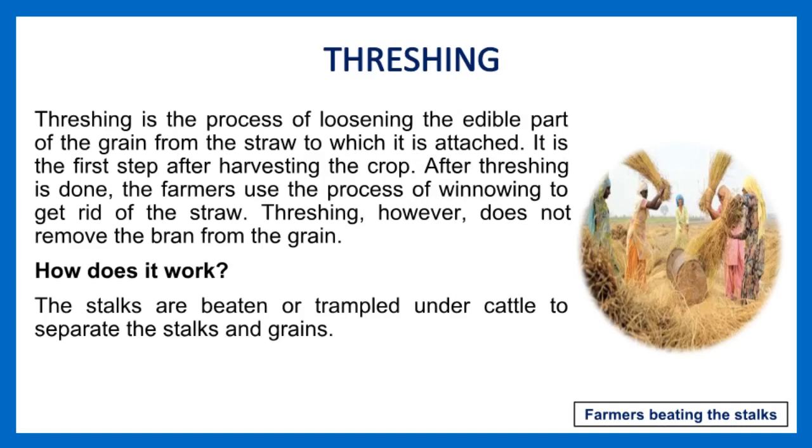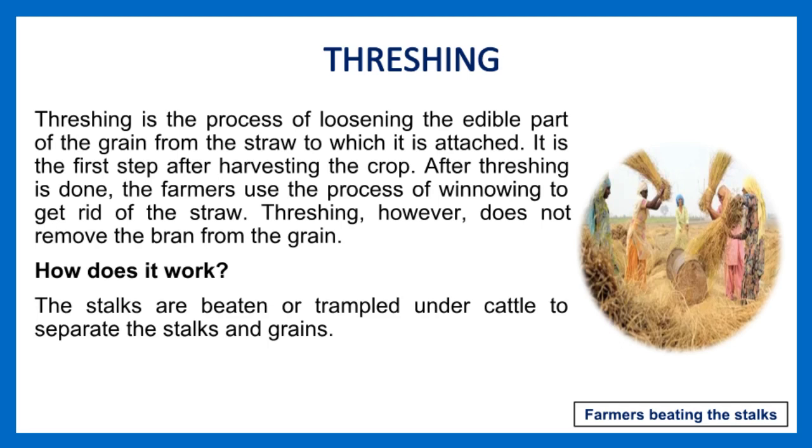There are many ways of separating grain seeds from unwanted parts. The first step, after harvesting, is called threshing. Threshing is the process of loosening the edible part of the grain from the straw to which it is attached. Then, the farmer uses another process called winnowing. We will come to it soon. For now, let's stick to threshing.